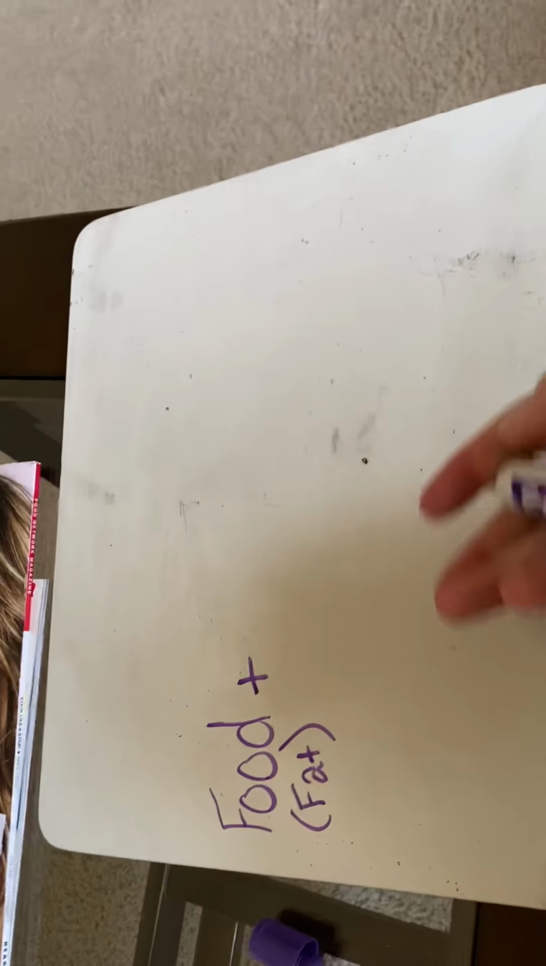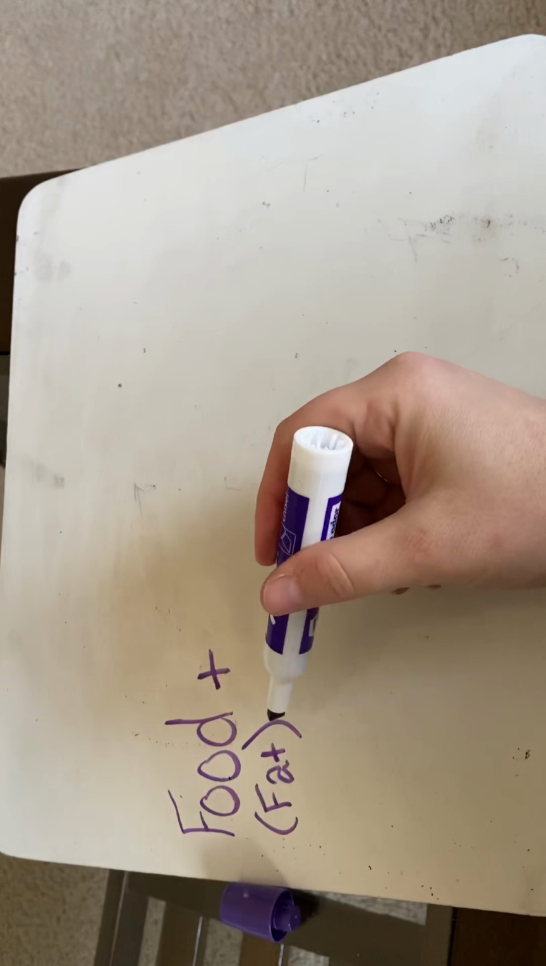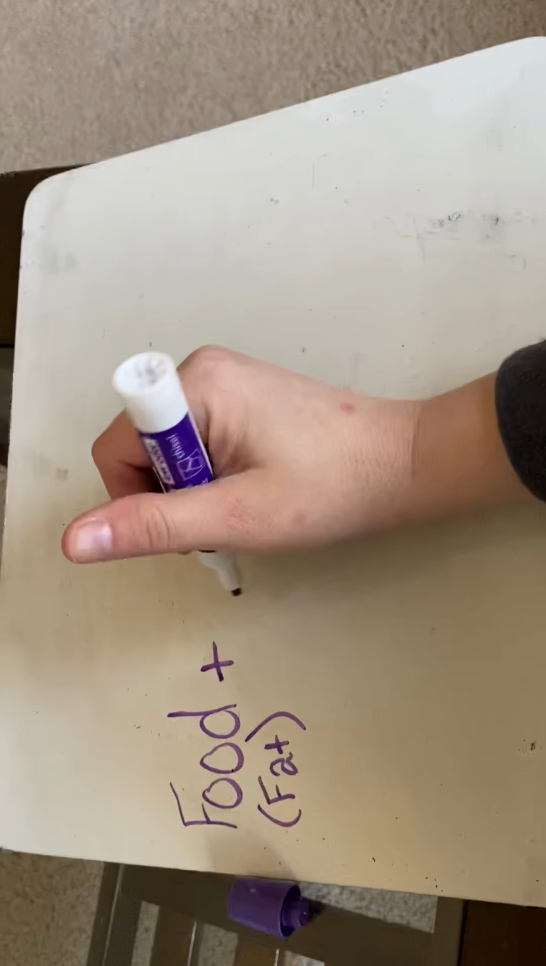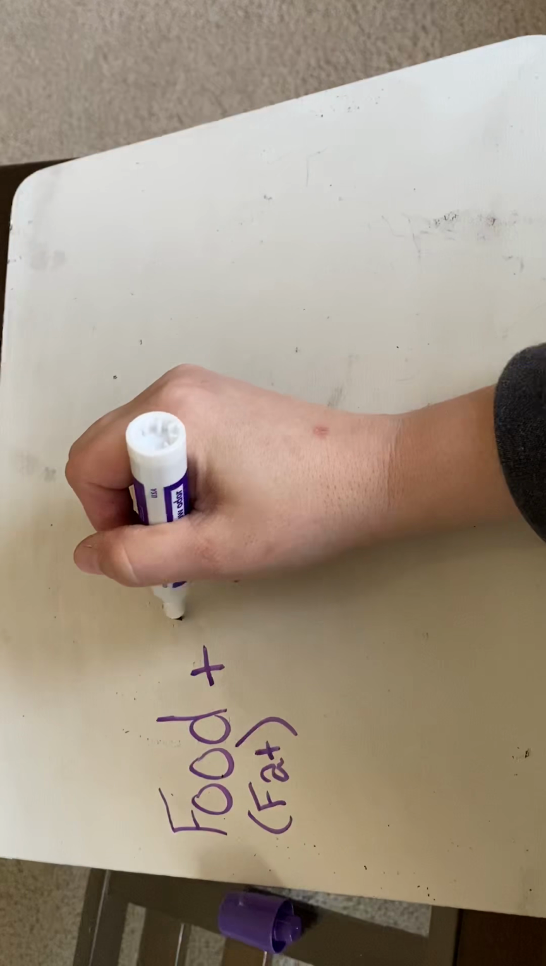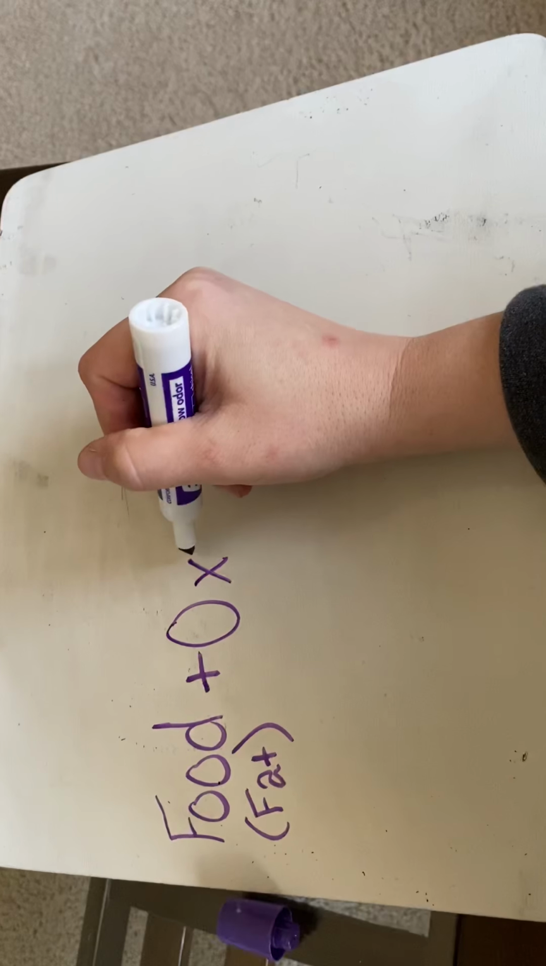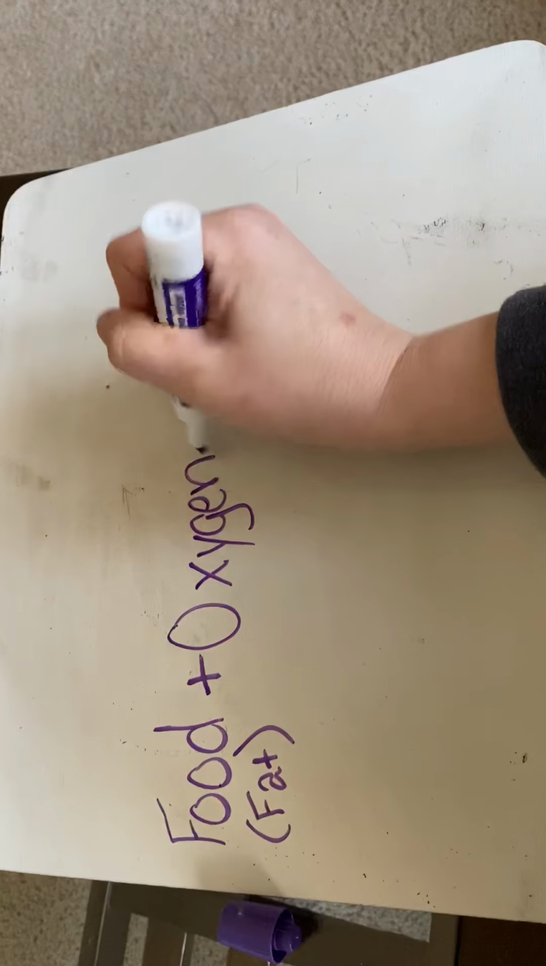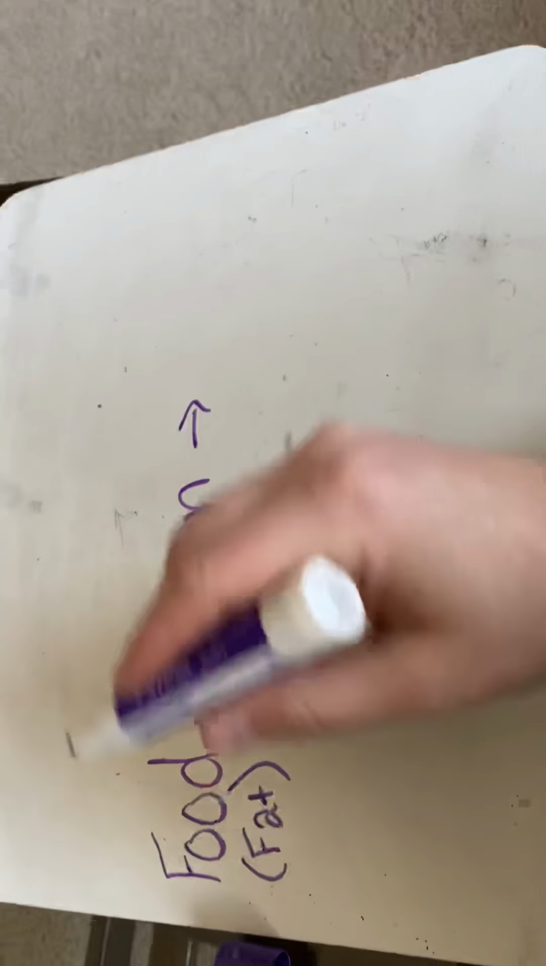So, we're going to start with food, because when we did the lab in the science lab, we started with fat, so vegetable oil, and we know that when I applied the spark, what I needed for it to survive and to keep going is oxygen. And this happened in the lab, but this also happens within our body.